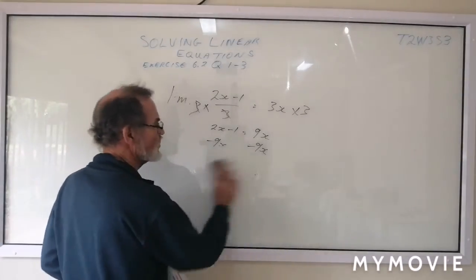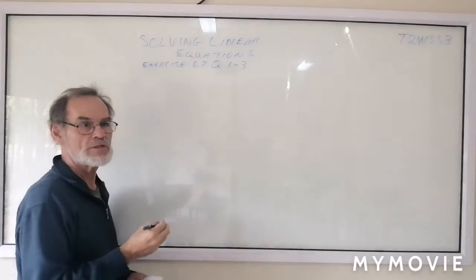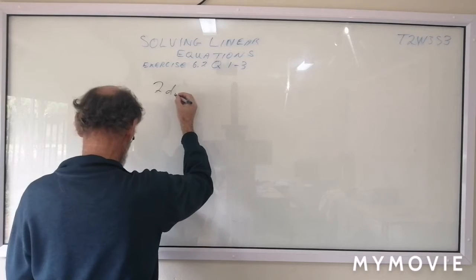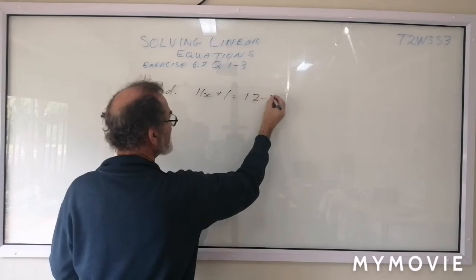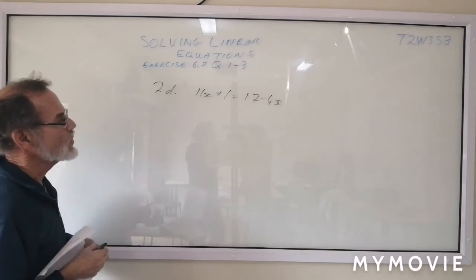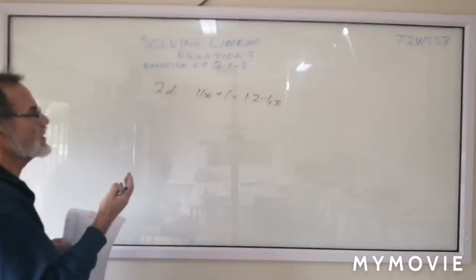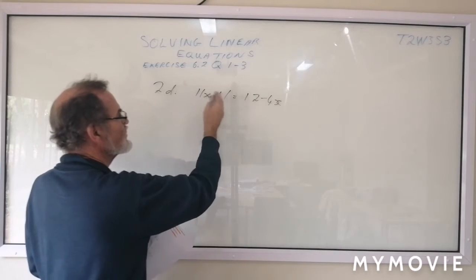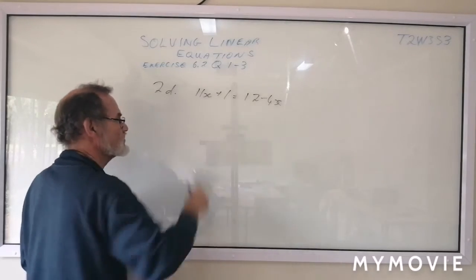That should be all you need to know for question 1. Question 2, we're going to do 2D. Okay, 2D, that is 11x plus 1 equal to 12 minus 4x. Now I'm going to do this a bit faster. Notice that you've got to subtract 1 from both sides, to get your 1 that side. To get your 4x this side, you've got to add 4x to both sides.